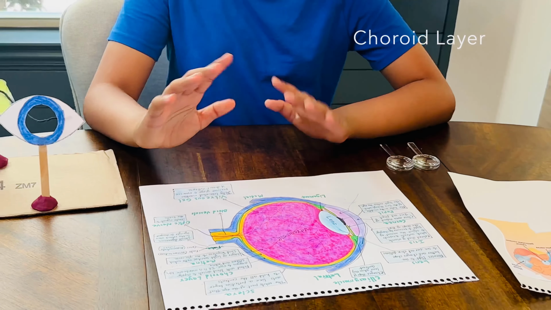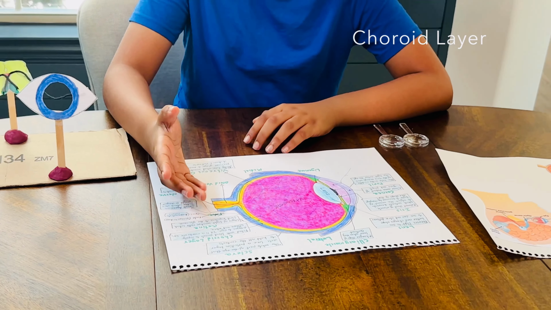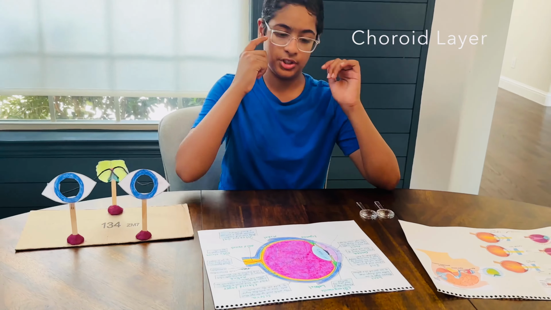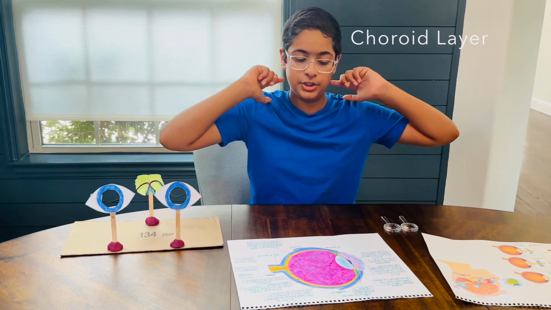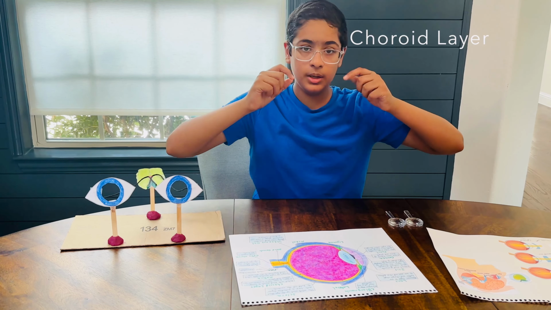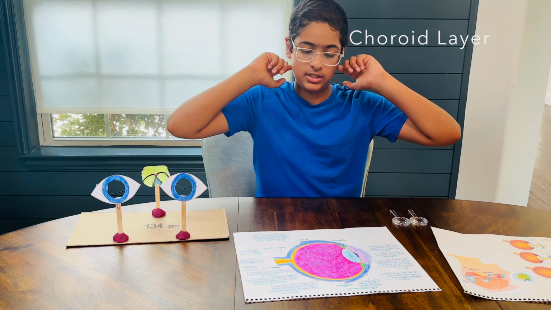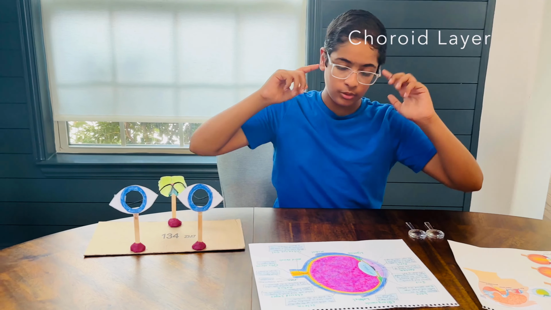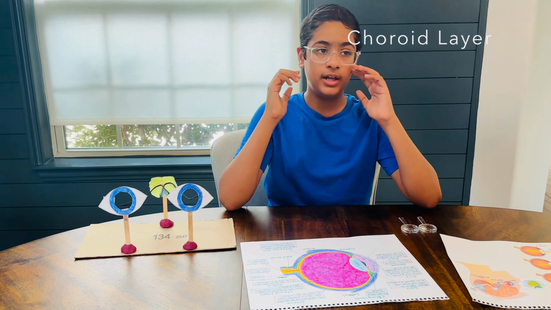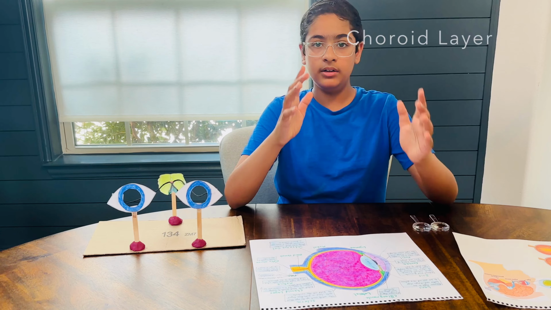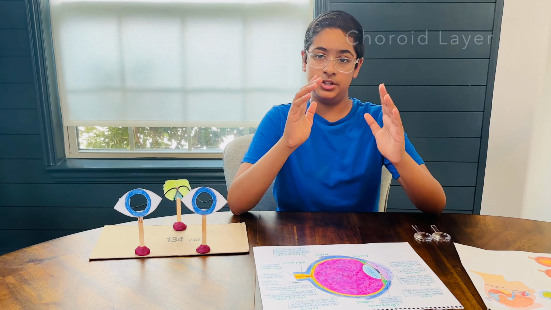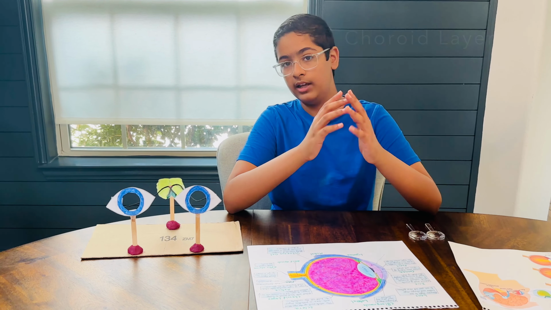So next, after the fovea, would come the choroid layer. The choroid layer is another layer surrounding the vitreous gel, but this time it just surrounds the retina. Basically, what the choroid layer does is supply the eye with blood, such as nutrients and oxygen. This way it is able to keep the eye healthy.